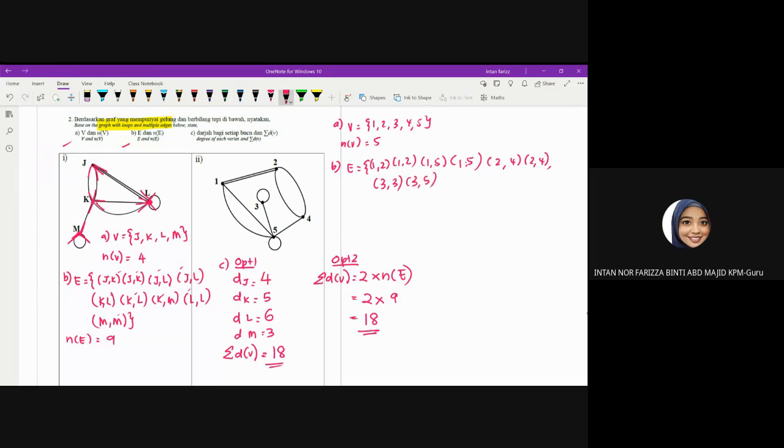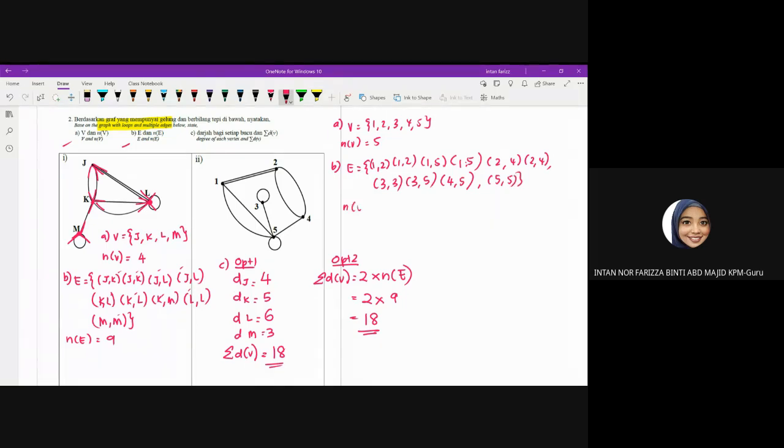Okay, 3, 5 done. After 3, we go to 4. We cannot write 4, 2 because 4, 2 is equal to 2, 4. I can write 4, 5 because 4 and 5 is connected. Next, for 5, I cannot write 5, 1 because it's there already. I cannot write 5, 3 because 3, 5 is the same thing. I cannot write 5, 4 because 5, 4 is equal to 4, 5. So it's a loop. I'm going to write 5, 5 here.